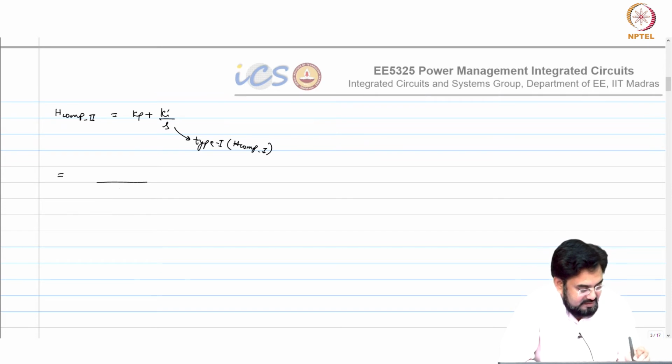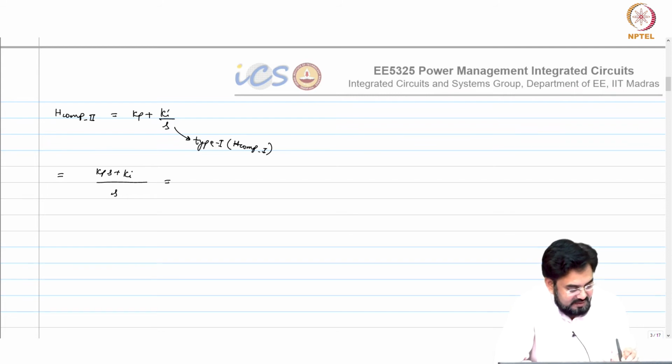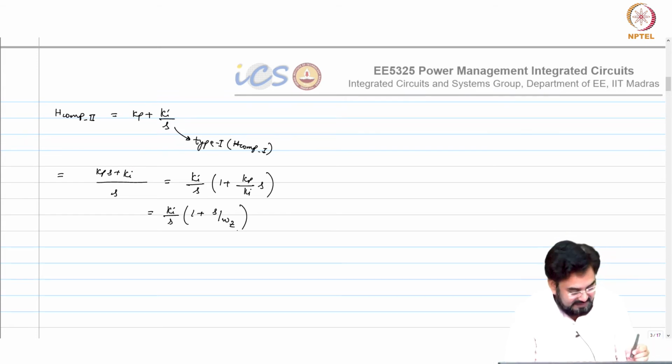I can write it as KPS plus KI, and it can be written as KI over S into 1 plus KP over KI S, which can be simplified as KI over S into 1 plus S over omega z. So, what is omega z here? KI over KP. So, this has one integrator, or one pole at origin, and one zero.